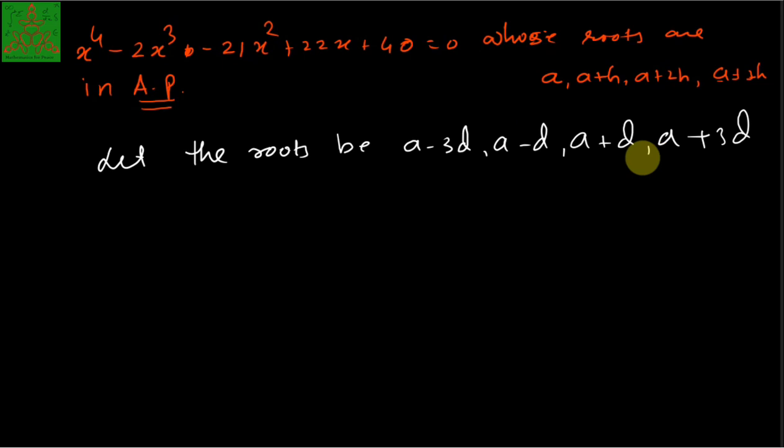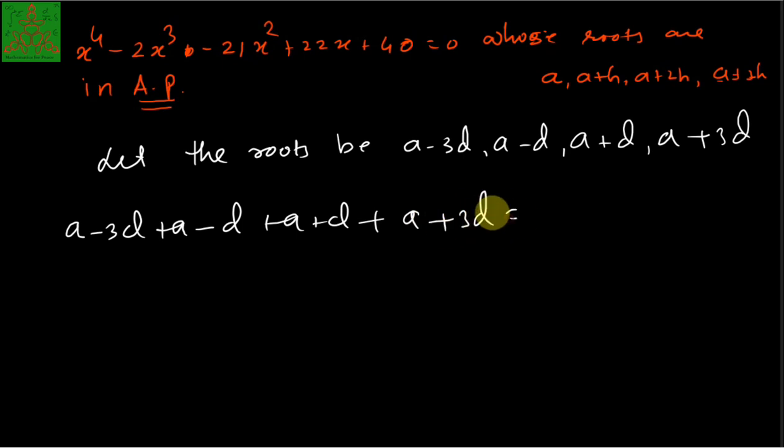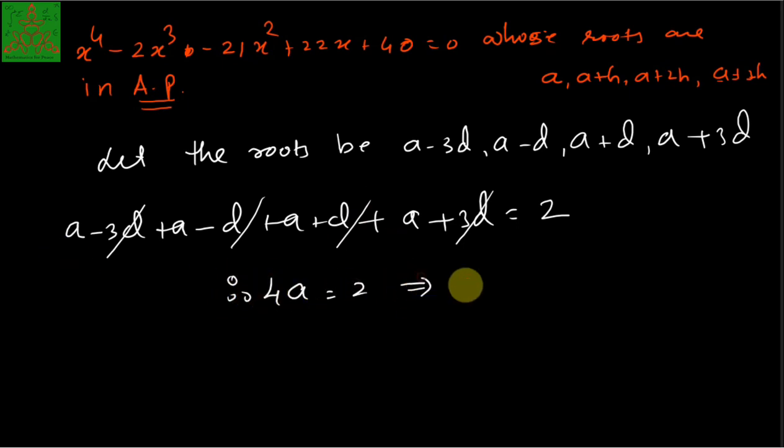You will directly get the value of a. By the relation between the roots of the polynomial and the coefficients, the sum a minus 3d plus a minus d plus a plus d plus a plus 3d gives you minus minus 2 upon 1, that is plus 2 upon 1. So the d terms cancel out, and we have 4a equal to 2. That gives you directly the value of a, that is 1 by 2.